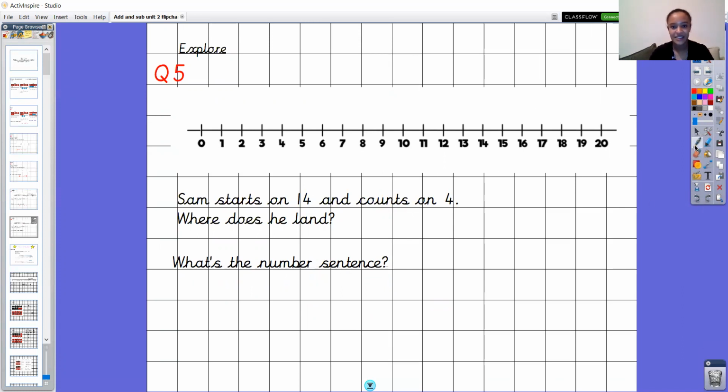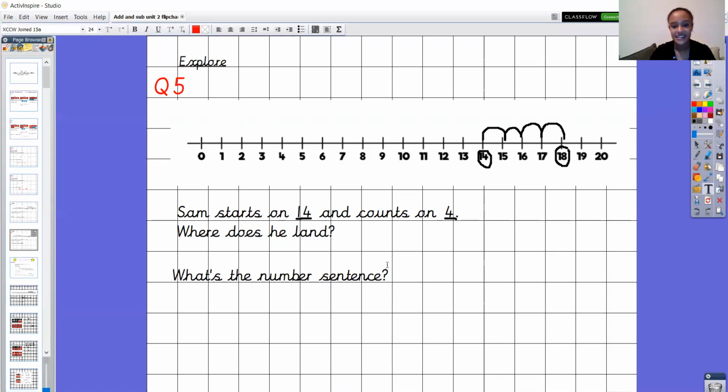Superstars. Okay, so I'm going to start on the number 14 and I'm going to count on 4. Are you ready to count on with me? 1, 2, 3, 4. So what have I landed on, everybody? I've landed on the number 18. So my first part is the number 14. My second part is the number 4. And my whole is the number 18.